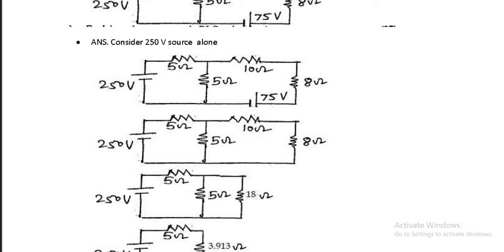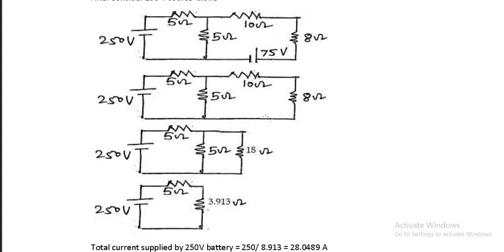Now it is the 250 volt battery, the 5 ohm resistance, this 5 ohm resistance, 10 and 8. The rest of the things remain absolutely the same, but the other source is just shorted, being a voltage source. Now let us solve this particular problem. You have the 250 volt source over here, so the total current will be passing through 5 ohms, and then it is getting divided, one part through 5 and the other through 10 and 8. What is meant by that?